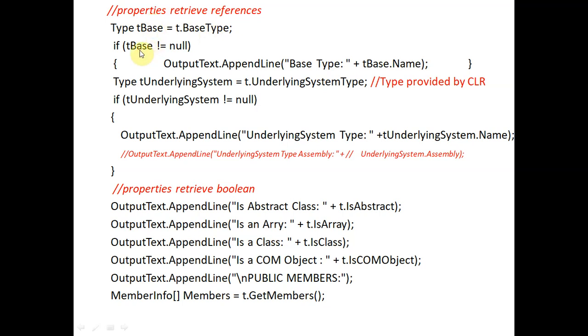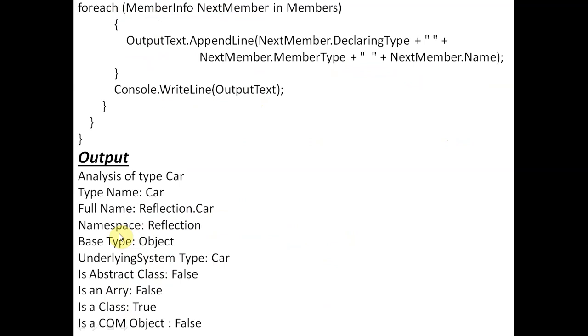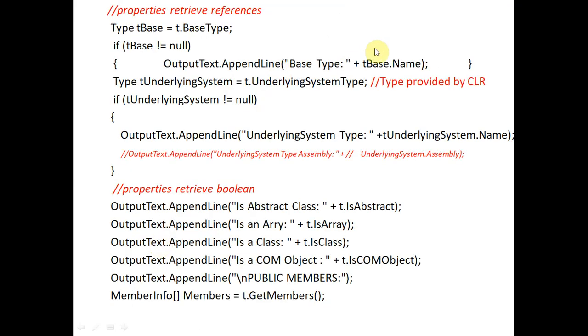So tBase: if tBase is not equal to null, then outputText.AppendLine Base type equals tBase.Name. So tBase.Name will be Object. So base type is Object, and you can see here the base type is Object. tBase.Name is the base type, the type of t, t.BaseType, and it will be Object. Now come to this line, Type. Again we are defining another object of the Type, t underlying system.